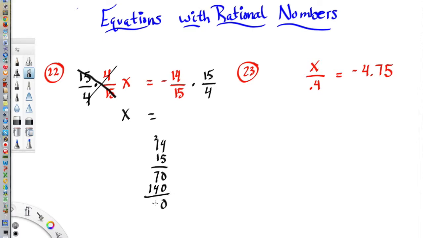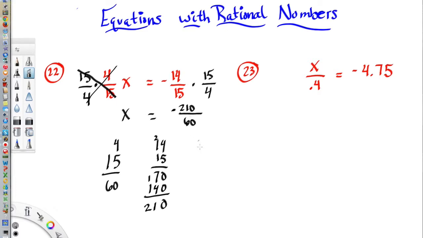We add it all up, we get 0. 7 plus 4 is 11, carry the 1, that's 210. So 210 is going to be my numerator. And then I have 15 times 4, and I can tell you right now this is going to be 60. Over 60, and this is going to be a negative because I have a negative times a positive.